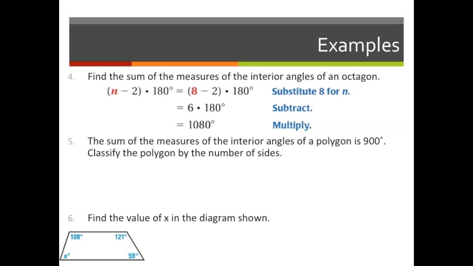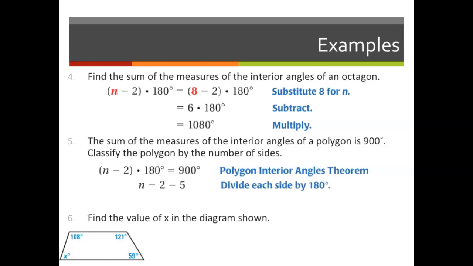All right, the next one. The sum of the measures of the interior angles of a polygon is 900 degrees. Classify the polygon by the number of sides. Again, we'll use the polygon interior angles theorem, but this time we're solving for n. We want to know how many sides this polygon has. So n minus 2 times 180 equals 900. Dividing both sides by 180, and then adding 2 to both sides, we end up with n equal to 7. So we're working with a 7-sided polygon. What is that called? That is a heptagon.